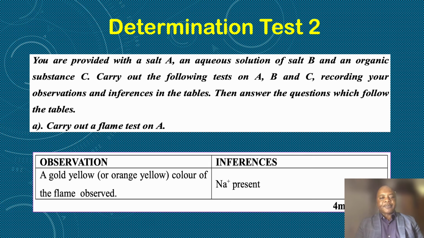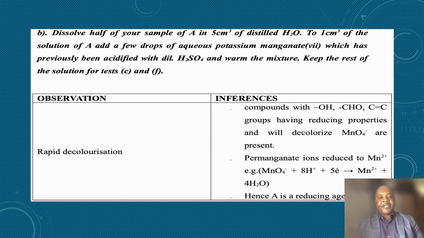When you do that, it takes us to the B part of it. Dissolve half of your sample of A in 5 cm³ of distilled water. To 1 cm³ of the solution of A, add a few drops of aqueous potassium manganate(VII), which has previously been acidified with dilute sulfuric acid, and warm the mixture. Keep the rest of the solution for tests C and F. After I did that, there was a rapid decolorization.